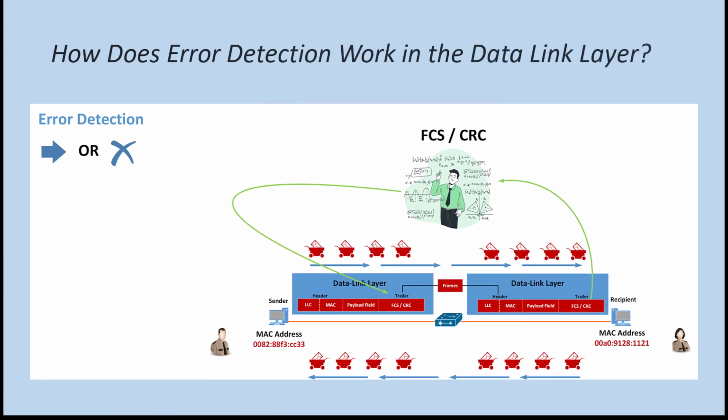How does error detection work in the data link layer? Picture the data link layer as the superhero watching over your data. In the world of error detection, it's like having a superhero armed with CRC powers. This superhero attaches a unique code to your data, just like a secret handshake. When your data reaches its destination, our superhero checks that code again.